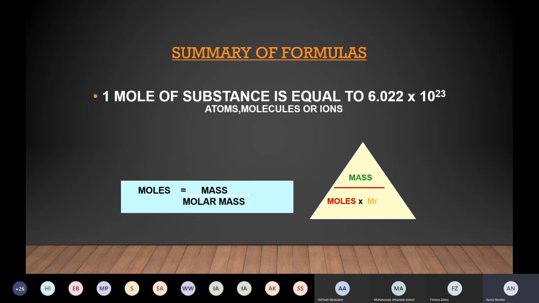Now, why am I showing you this formula first? I'm showing you this because we will use it for the empirical formula. To calculate the empirical formula, the first step is to find the number of moles. So this formula should be there to find the number of moles. So number of moles is mass divided by molar mass. Okay, we will move on to the question.